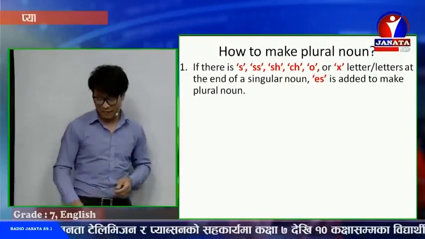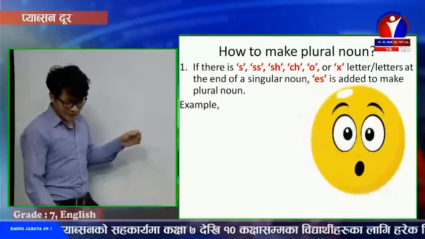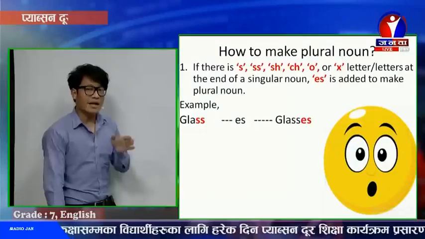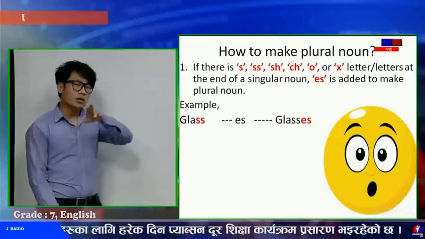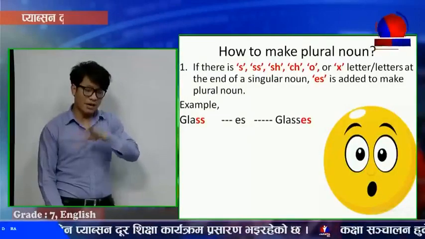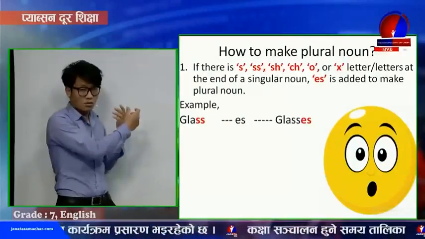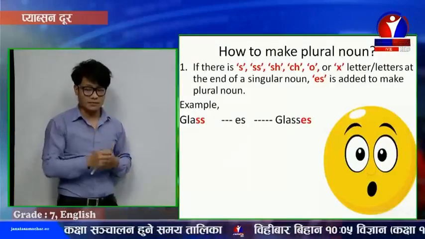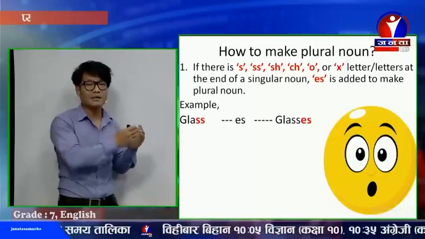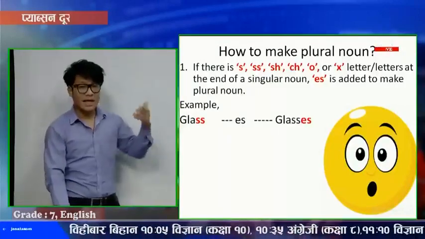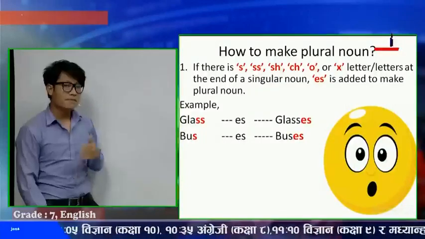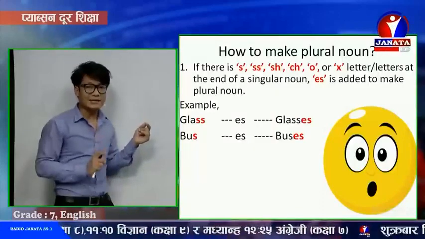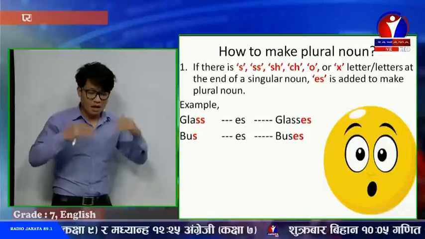Then now let's have example. You can see here glass. So you can see ss, these two letters are at last of this glass word. That's why we add es to make plural, like glass, glasses. Next word is bus. There is s at last, so we add es and it becomes bus, buses.